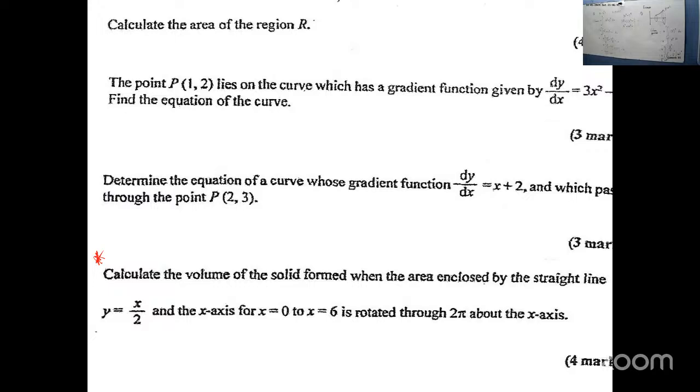No, 2 pi just means 360. 2 pi means 360 in radians. Right, the 2 pi simply means 360 degrees. You just give it in radians.